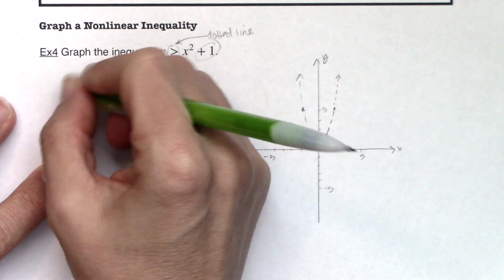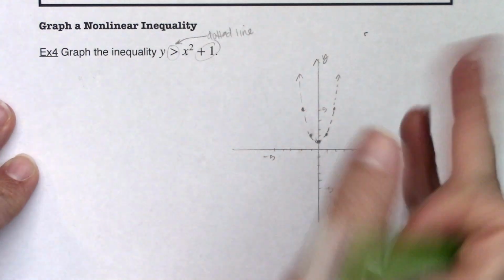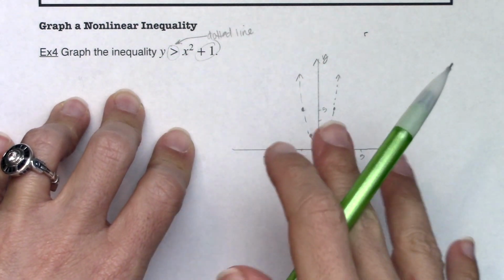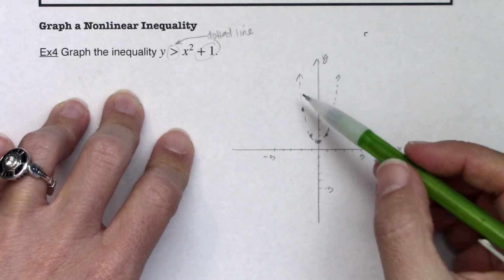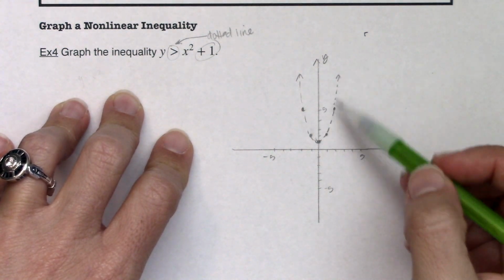I'm going to erase this little y equals x squared for a sec. So if you aren't sure what to do, we can use test points. And you can use any point on the graph you want. The only thing I would recommend avoiding is picking a point that was on the parabola proper.